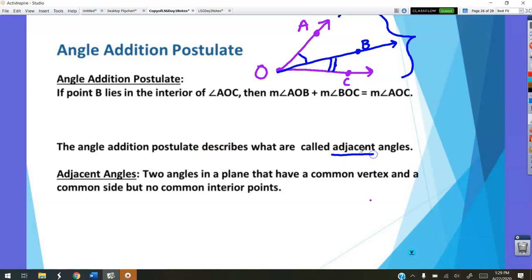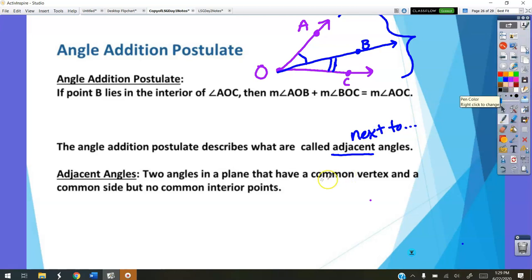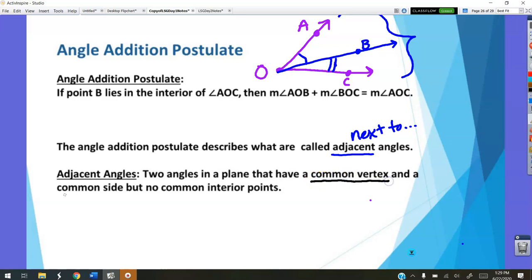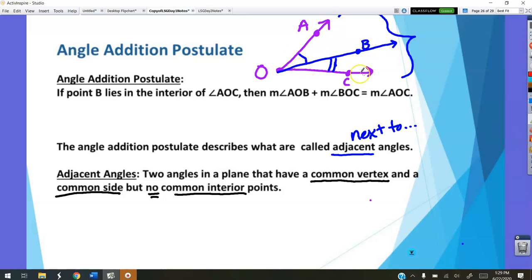So these are adjacent. It's like if I said my house is adjacent to yours, you might think of that as like next to, which isn't bad, but we need a little bit more to describe adjacent. So to be adjacent, three things have to happen. You have to have a common vertex, you have to have a common side, but no shared interior points. So let's look at what I mean by that. So up here, these two angles, AOB and BOC, are adjacent. They have a common vertex. They both have the vertex O. They have a common side. They share this side. And they don't overlap. That's really what the common interior is. They don't overlap with each other at all. So those are considered adjacent angles.